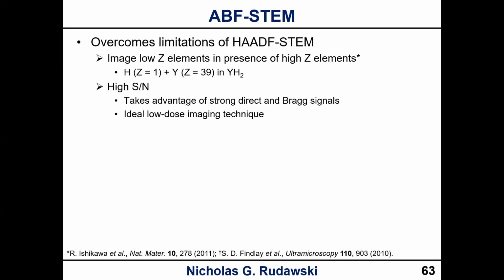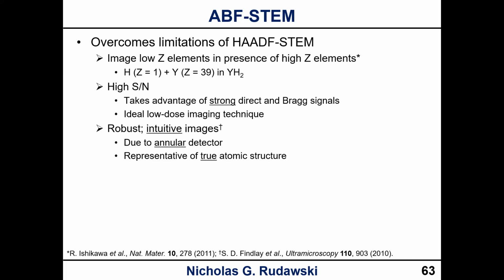The other thing too, if we go back to the CBED pattern, we're collecting very strong signals when we do ABF. We're collecting direct and Bragg signals, which are very strong. So we can take advantage of that if we're doing low dose imaging, using low beam current, and that can be very useful. Otherwise, if we were to collect a HAADF signal, it's going to be very weak, but the direct and the Bragg signals obviously are going to be very strong. So we get very high signal to noise with ABF.